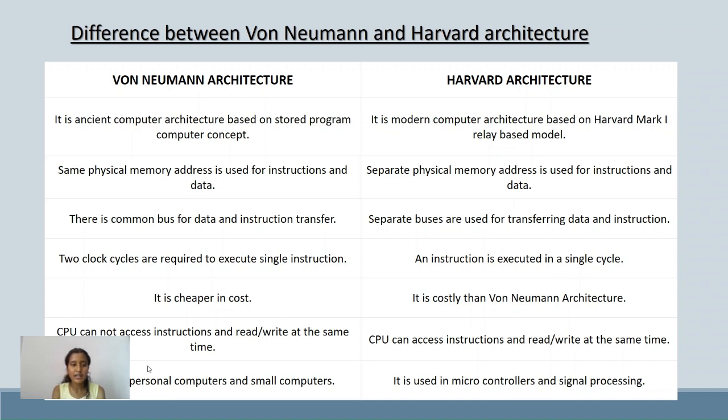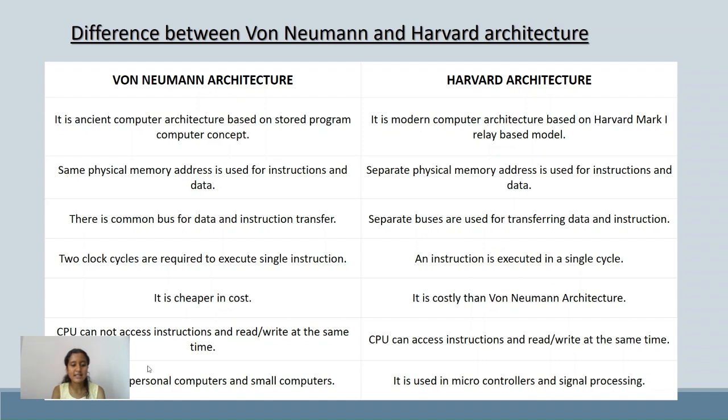In von Neumann architecture, two clock cycles are required to execute a single instruction, while in Harvard architecture, an instruction is executed in a single cycle. Von Neumann architecture is cheaper in cost, while the Harvard architecture is costly.